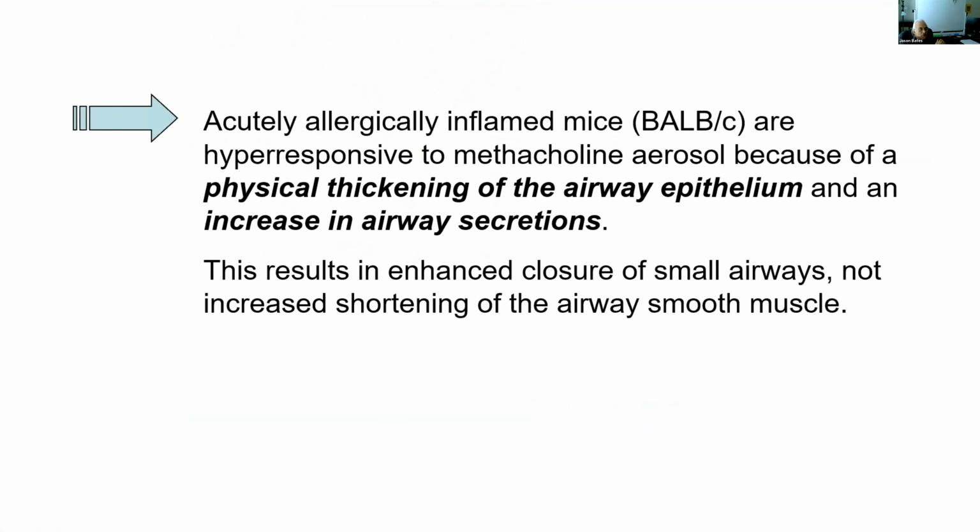So this was pretty interesting because up to that point, people had presumed that these allergically inflamed animals were hyperresponsive to methacholine because the airway smooth muscle was stronger, twitchier. There was something to do with the smooth muscle. What this shows is it's got nothing to do with the smooth muscle at all. The smooth muscle is perfectly normal. It's just operating in an abnormal lung, which has got a thickened airway, extra secretions.